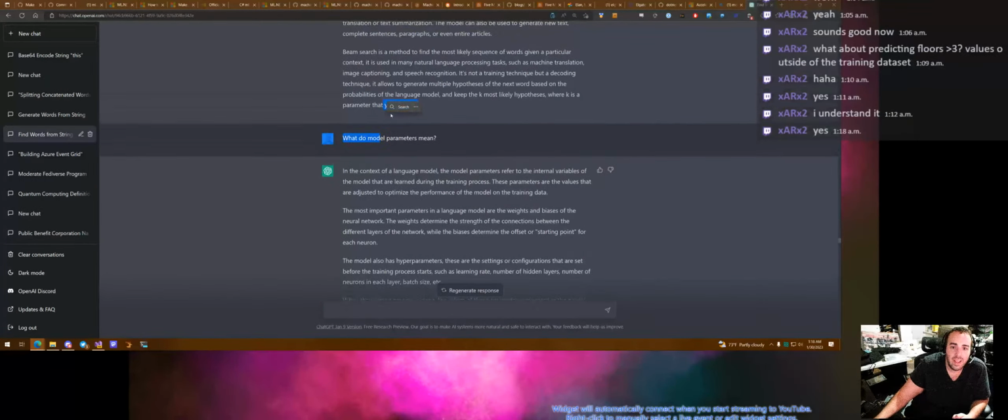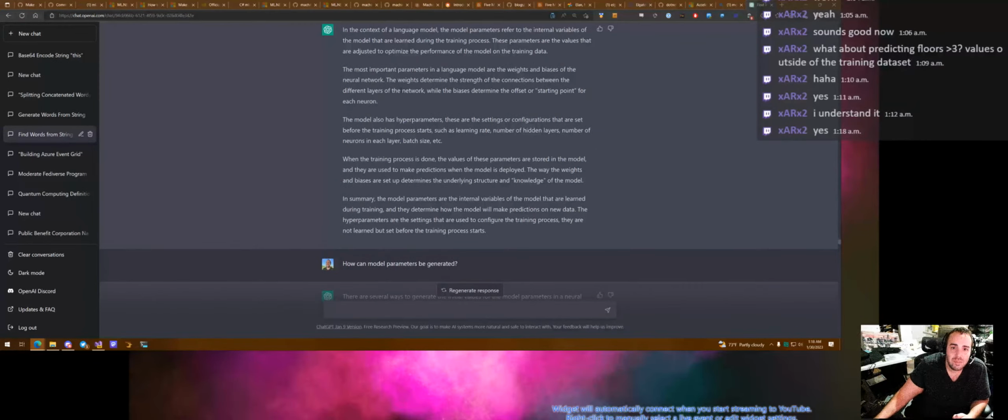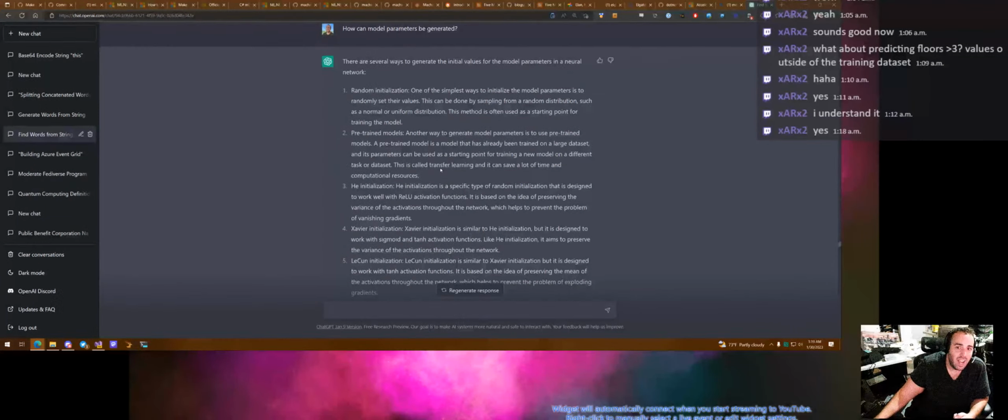It starts talking about model parameters. Oh, long short-term memory, that's what LSTM is. So it tells me what a parameter is. In the context of the language model, model parameters refer to internal variables that the model learned during the training process. These parameters are the values that are adjusted to optimize performance of the model. So it talks about weights and biases, and hyperparameters. So I asked, how can model parameters be generated? Remind you, I've never done this stuff.